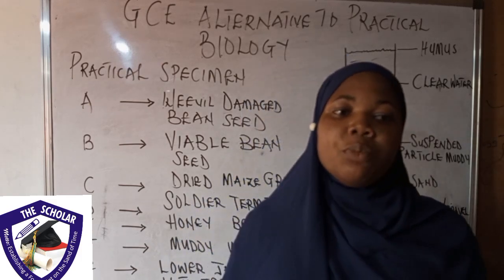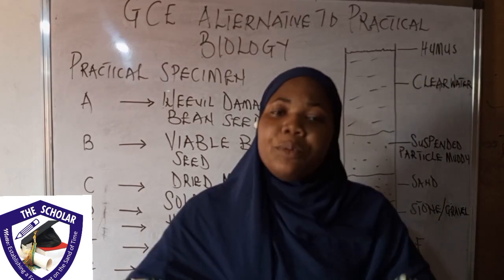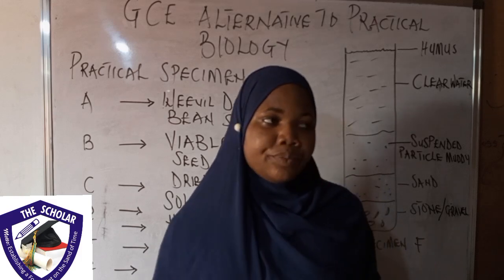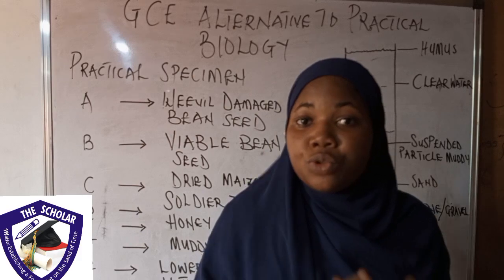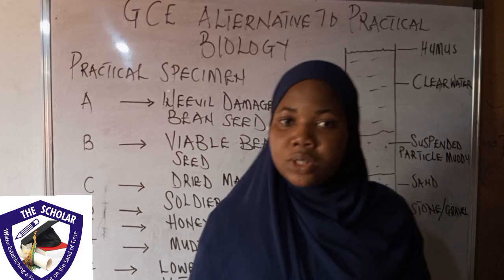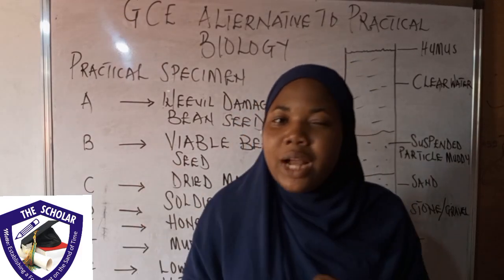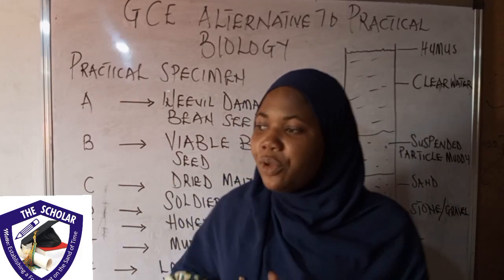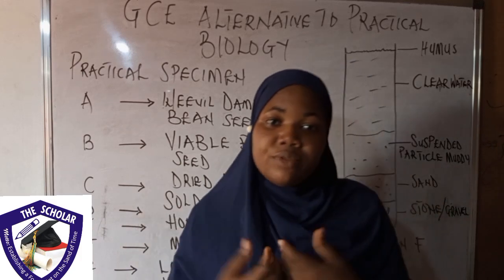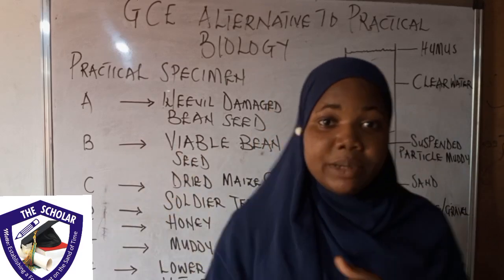Moving forward, you might be asked how we can prevent the bean seed from being damaged by weevils. Number one, that's under food storage and food preservation. One method we can use is drying it, because this weevil can't survive in hot temperature. When you expose the beans to the sun, it will increase the temperature, making it inconducive, and they can't survive, so they will die. So that's one way of preserving it, by drying it.